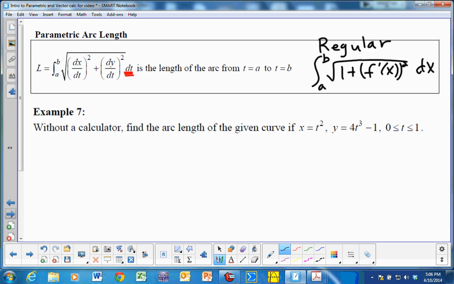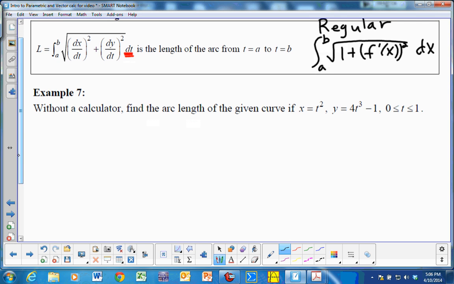All right. So let's say without a calculator, let's use this formula to find the arc length of the given curve if we have this going on.